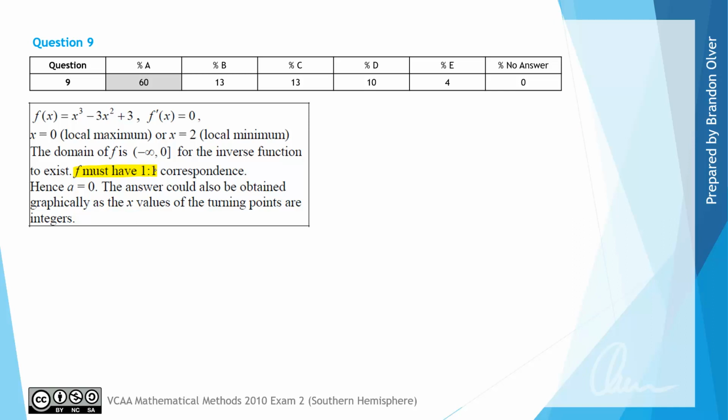The examiner also goes on to say that the answer for this particular problem could have been obtained graphically, as the x values of the turning points were conveniently integers. But the important thing to note here is if they hadn't been such neat numbers, to find the exact values, that's when you would have needed to solve f dash of x equal to 0 to find those values of x so that you knew where to restrict it so that the graph was 1-to-1.